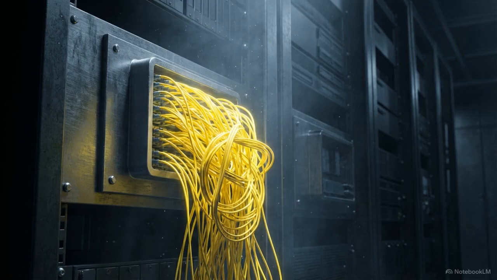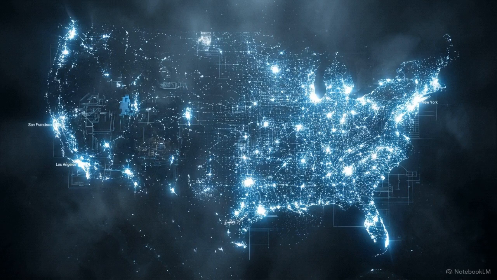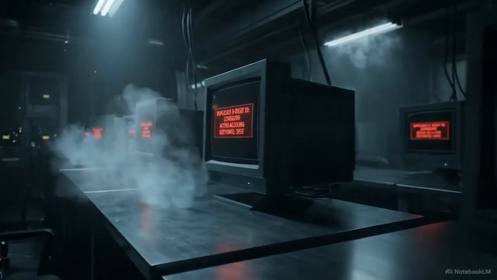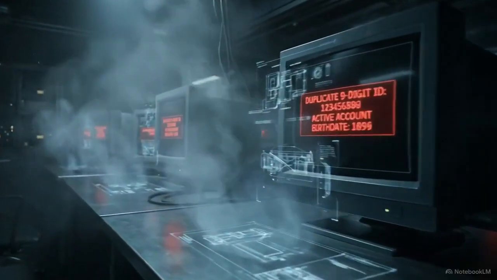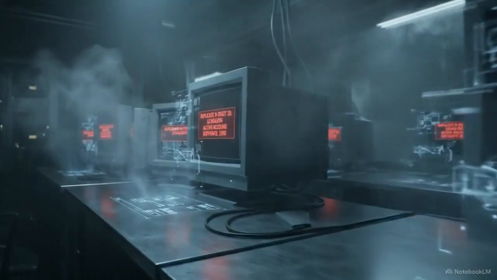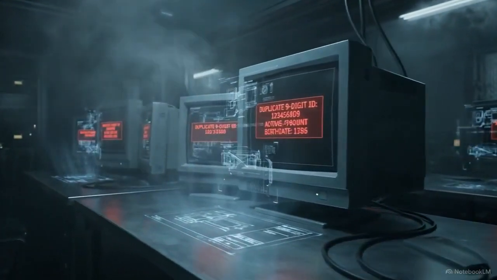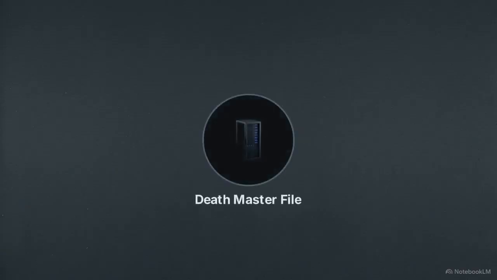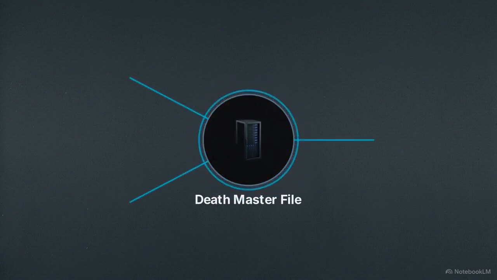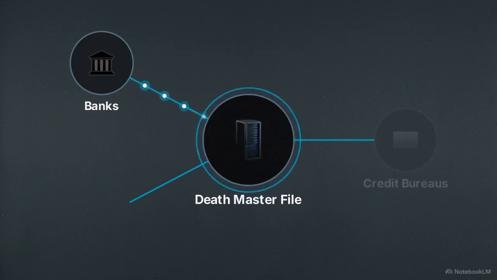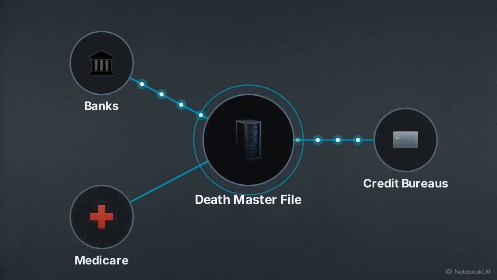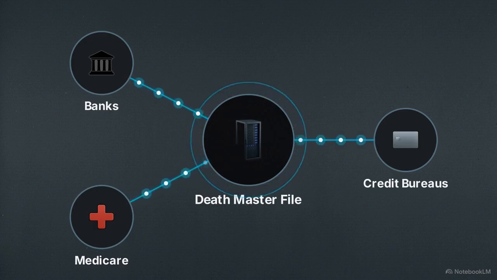Even behind locked servers, the system faces immense data quality challenges. Because inputs come from 50 different states and thousands of funeral homes, inconsistent reporting constantly generates duplicate keys, century-old birth dates that remain active, and requires machine learning just to detect anomalies. Yet the broader economy is completely dependent on these inputs. This identity ecosystem includes massive institutions like banks, credit bureaus, and Medicare, which rely on the Death Master File to prevent fraud and manage the financial ends of human lives.